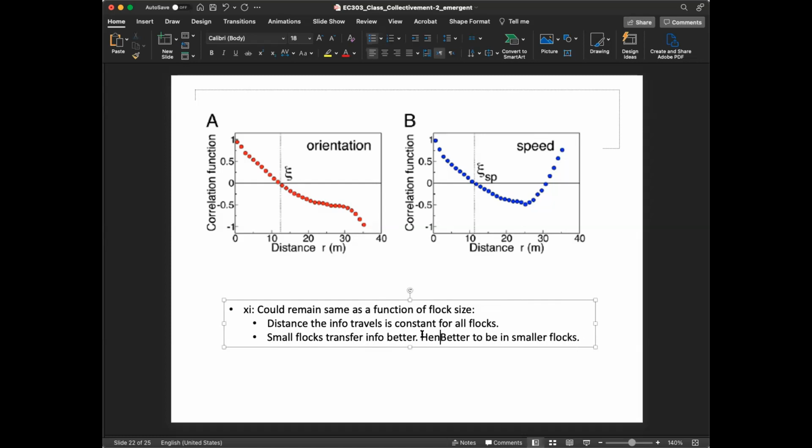Something like signal boosting, like let us assume individual behaviors do not change as a function of flock size. Okay. Any other possibility?